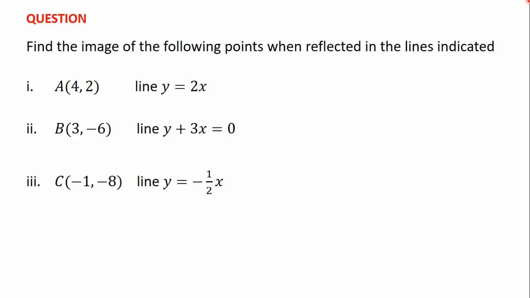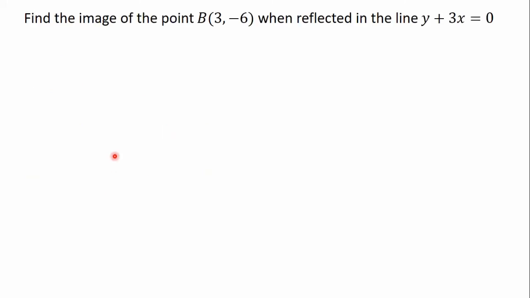Welcome back. In the previous video, we learned how to reflect a point in the line y is equal to ax, and we used what we learned to solve the first part of this question, that is finding the image of the point A with coordinates (4, 2) when it is reflected in the line y is equal to 2x. In this video, we are going to solve the second and third part of this question. So let's begin with the second part of the question.